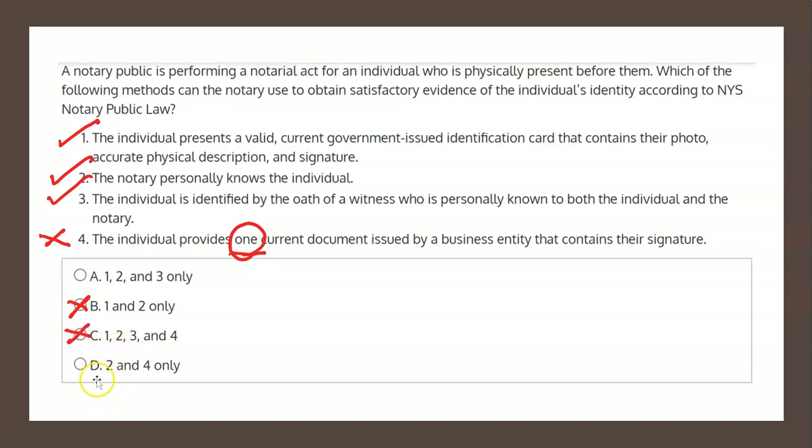And finally, choice D states 2 and 4 only. This is incorrect because 1 and 3 are also satisfactory forms of identity recognition, whereas method 4 above is not, so this is incorrect, and therefore choice D is not our solution either, which indeed leaves choice A, 1, 2, and 3 only, as the correct solution.